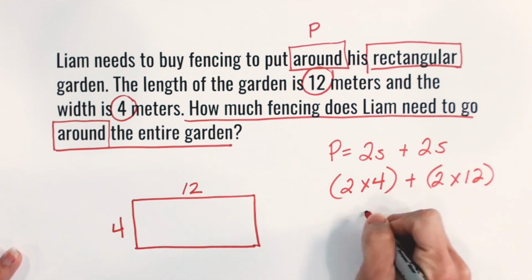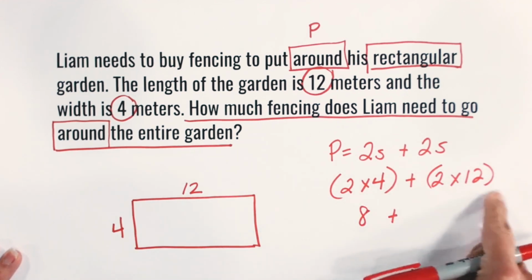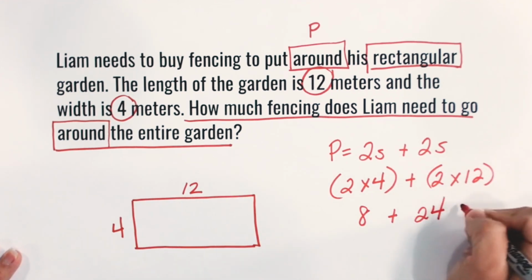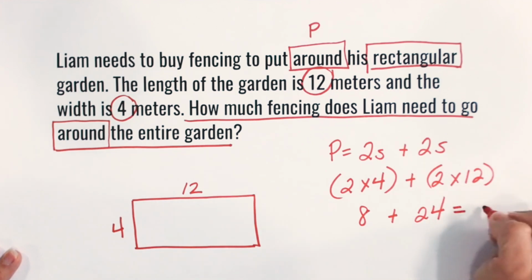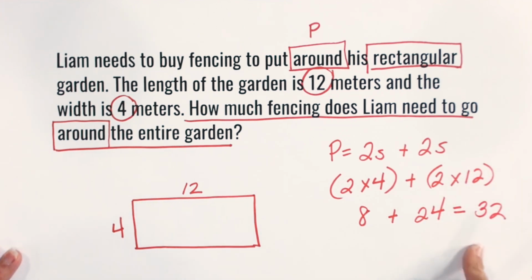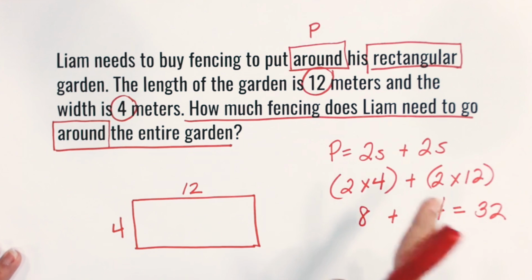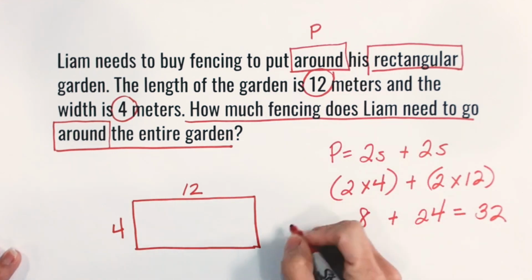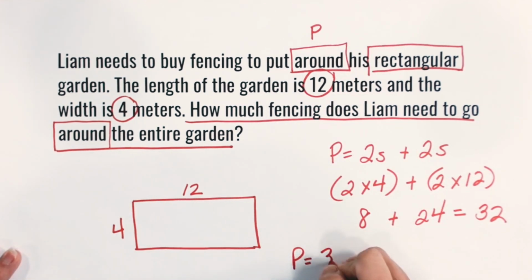2 times 4 is 8, and 2 times 12 is 24. If I add those two together, I'm going to get 32, but that's not my answer, remember. It's going to be 32 meters. So my perimeter is equal to 32 meters.